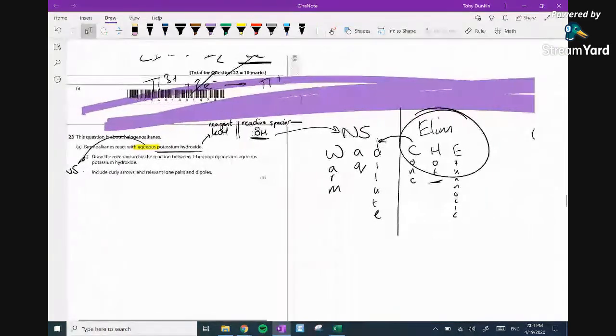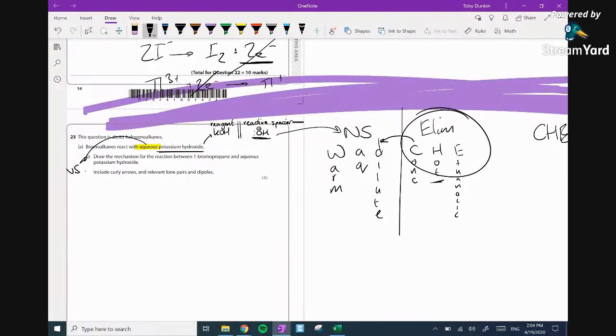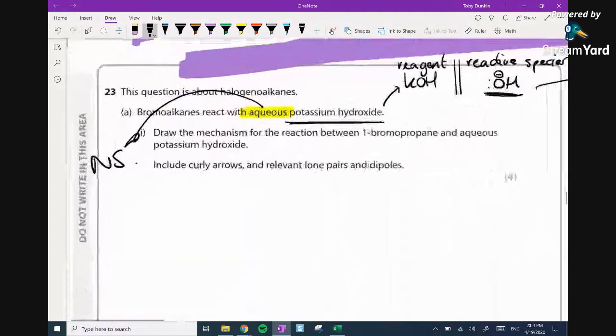And then, of course, the opposite of aqueous, which literally means in water, is ethanolic. They're opposites, because if you go out on a night out, you're either drinking water or you're drinking alcohol. So that's the way I tend to do that one.